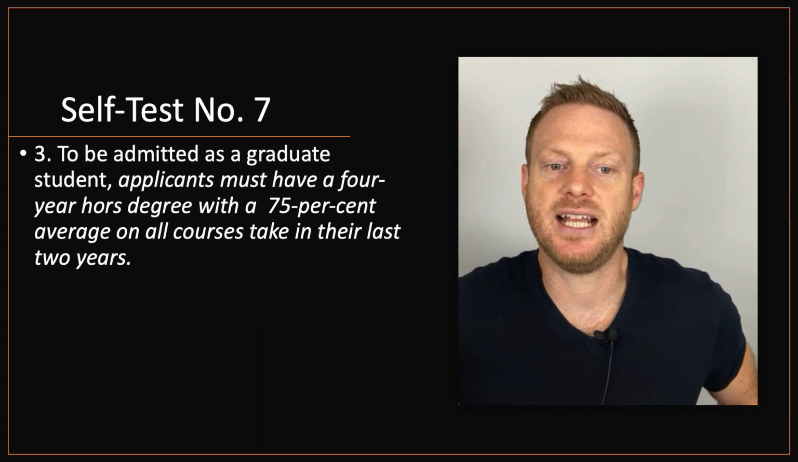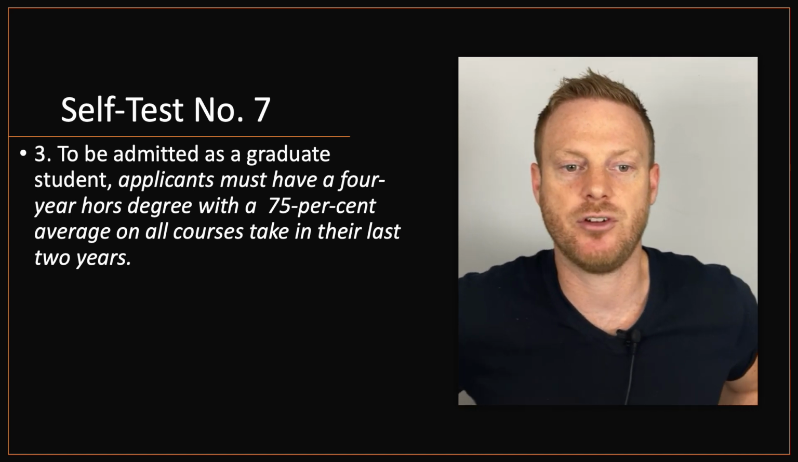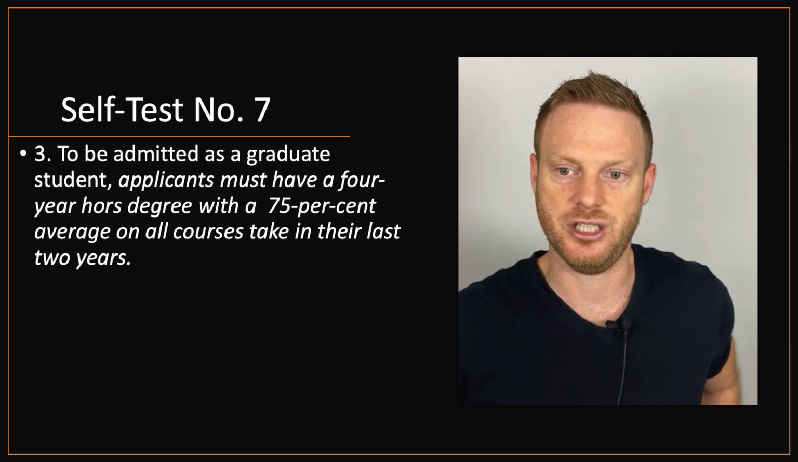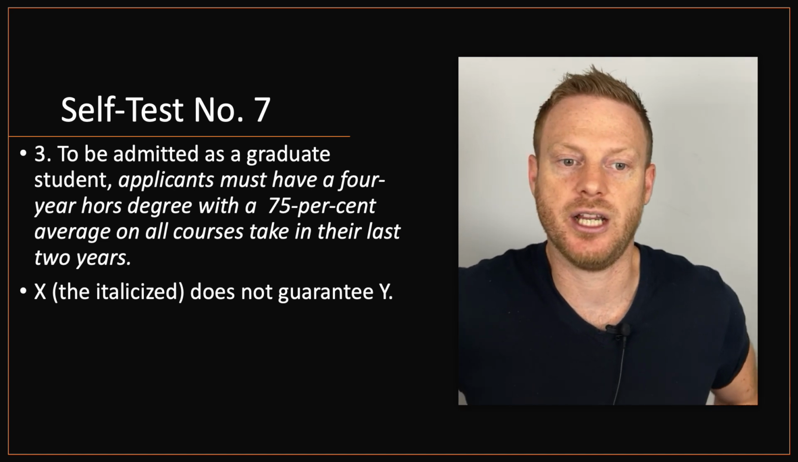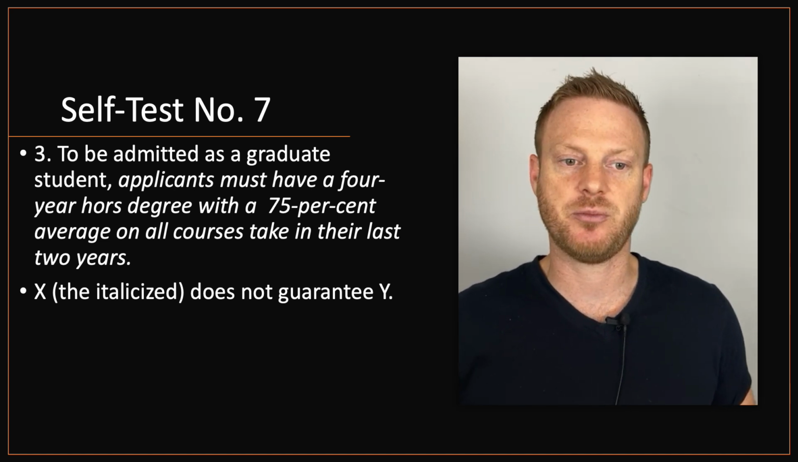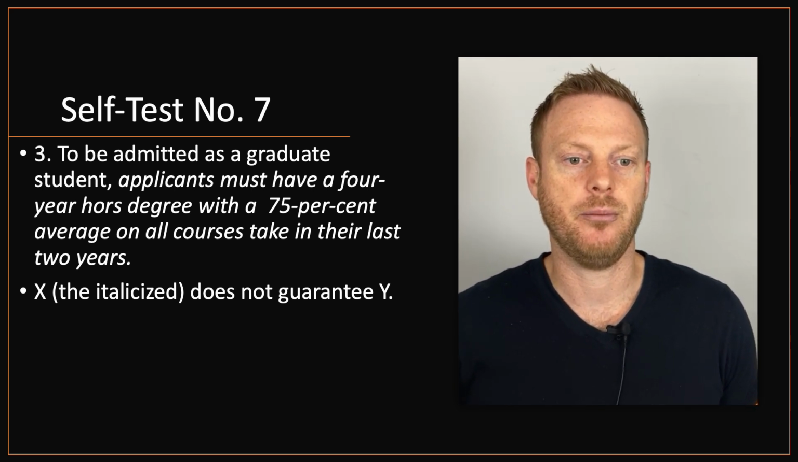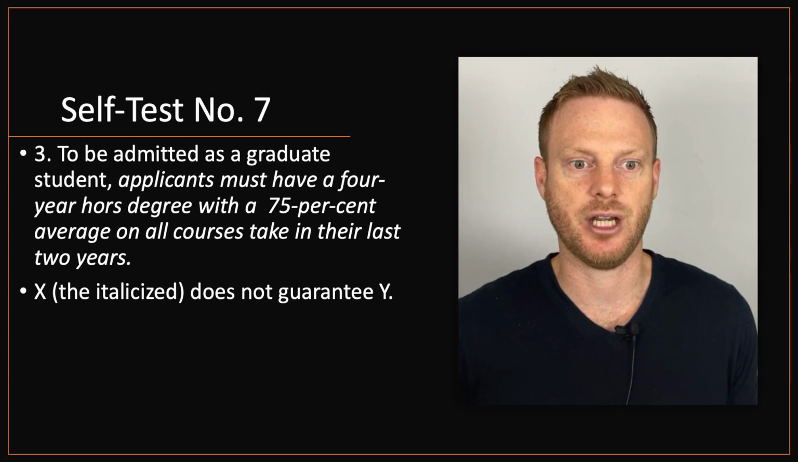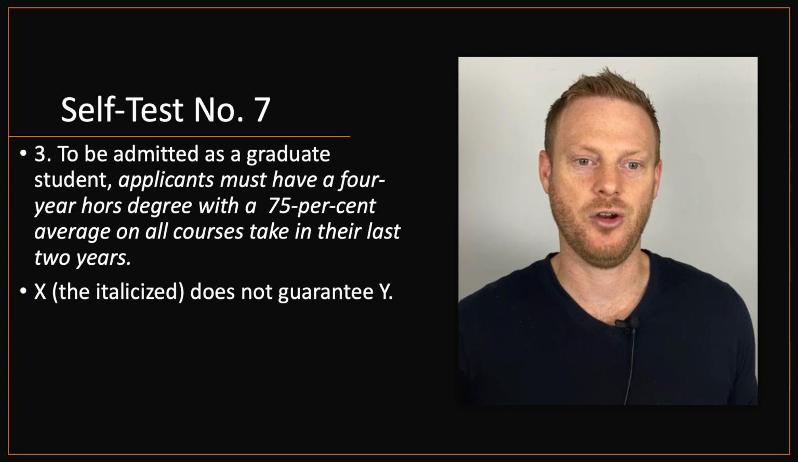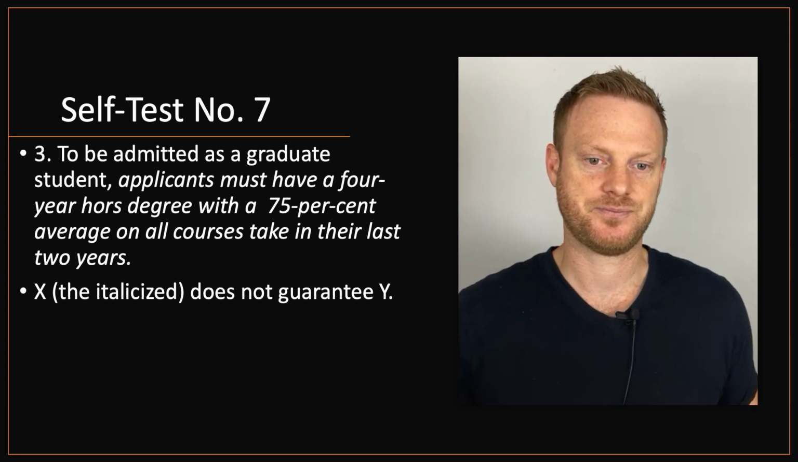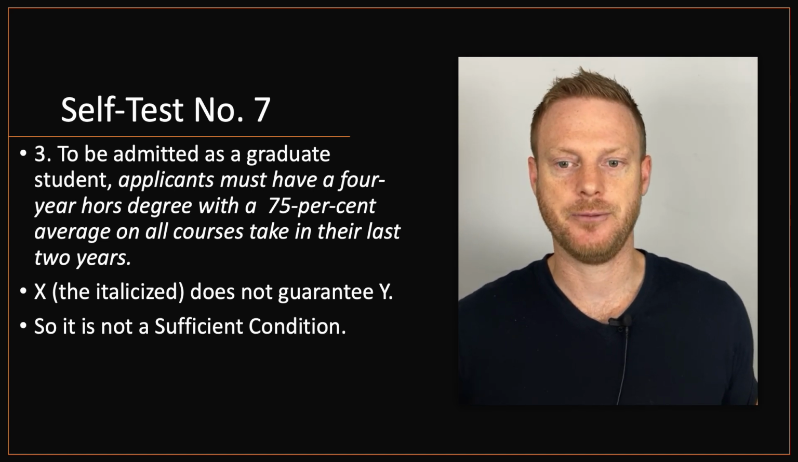So to be admitted as a graduate student, applicants must have a 4-year honors degree with a 75% average on all courses taken in their last 2 years. Here, X does not guarantee Y. Just because you have a 4-year honors degree and a 75% average on all your courses, it doesn't mean that you're guaranteed to be admitted, at least not typically, right? No graduate program that I know of takes all of their applicants, right? And so these are minimum requirements. So X here does not guarantee Y, so it's not a sufficient condition, right?